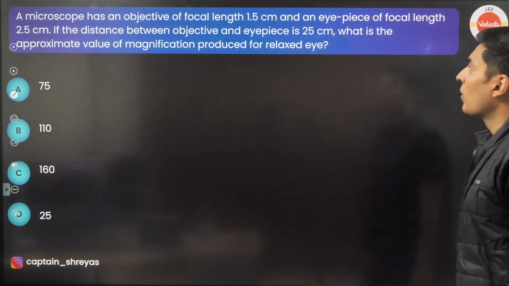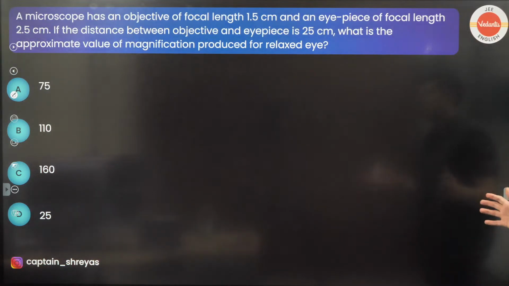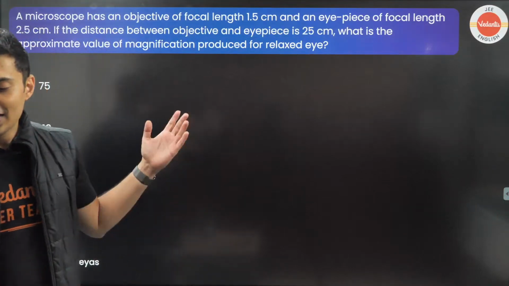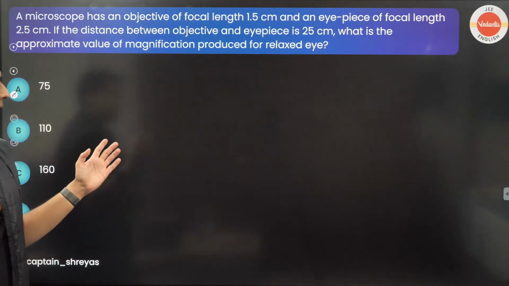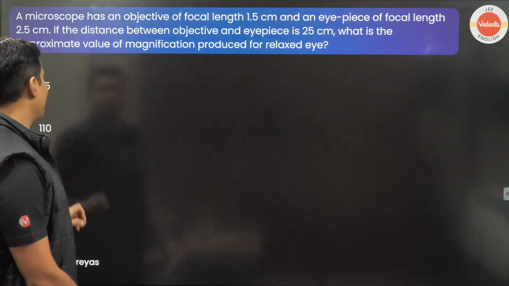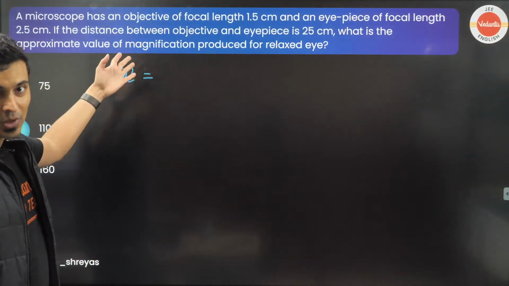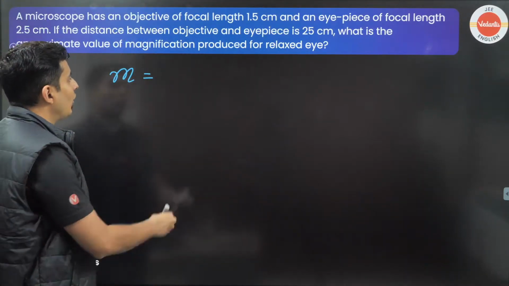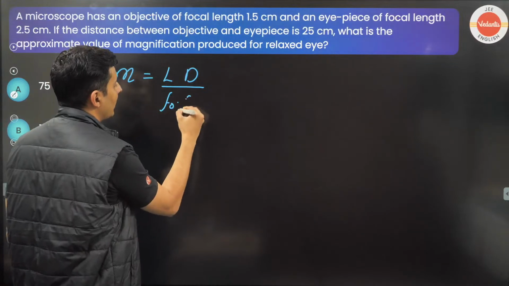A microscope has an objective focal length of 1.5 and an eyepiece focal length of 2.5. The distance between objective and eyepiece is 25. What is the approximate value of magnification produced for the relaxed eye? There was a direct formula which I had given you for finding the magnifying power of a microscope, and that too for a relaxed eye. When the eye is relaxed, the formula is L into D by F0 Fe.